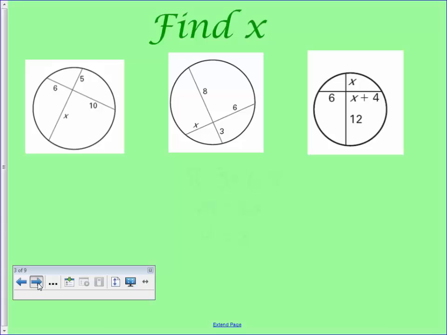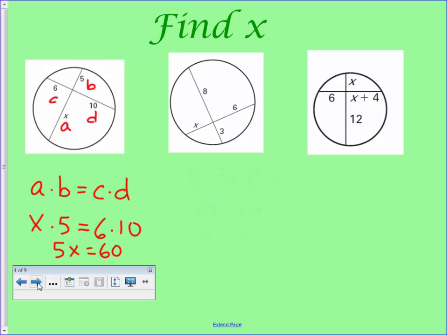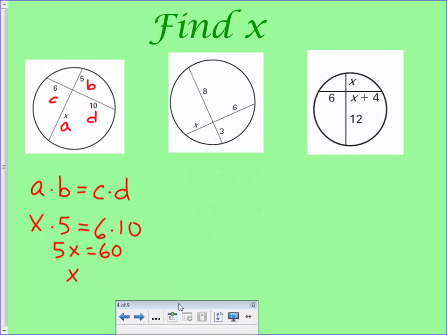Let's do some examples. For the first example, first just label your A, B, C, and D, and write down the formula. A times B equals C times D. So now just plug in your numbers. So you have X times 5 equals 6 times 10. So you will have 5X equals 60. So X equals 12. Follow the same procedures and you will find number 2. You should get X equals 4.